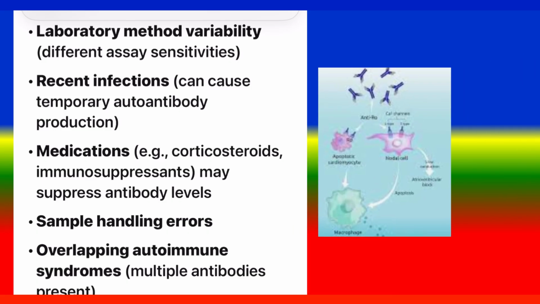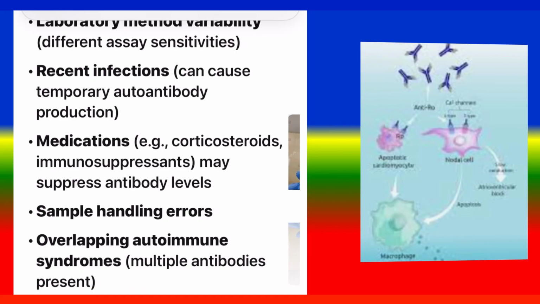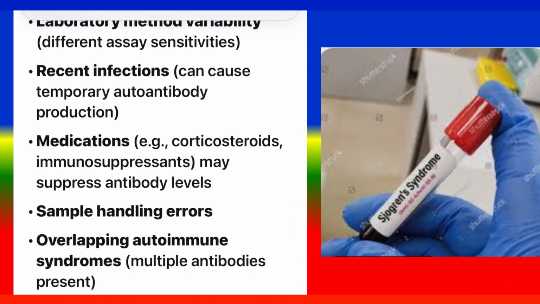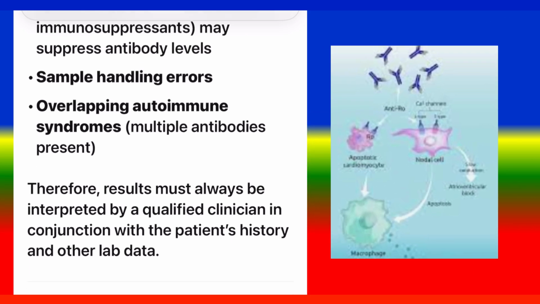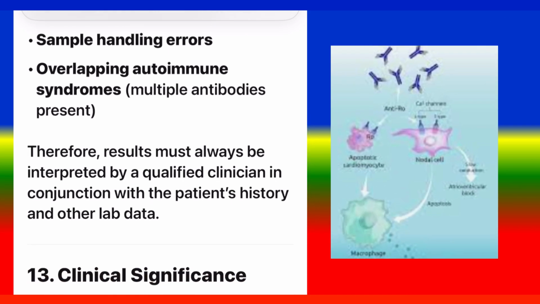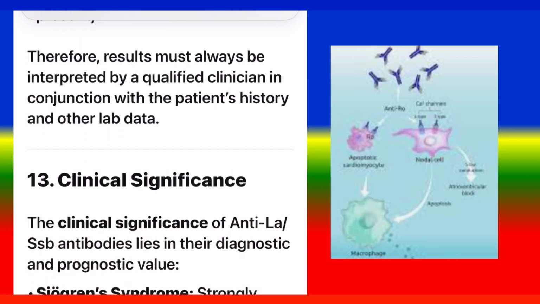Medications, e.g. corticosteroids and immunosuppressants, may suppress antibody levels. Sample handling errors, and overlapping autoimmune syndromes with multiple antibodies present. Therefore, results must always be interpreted by a qualified clinician in conjunction with the patient's history and other lab data.